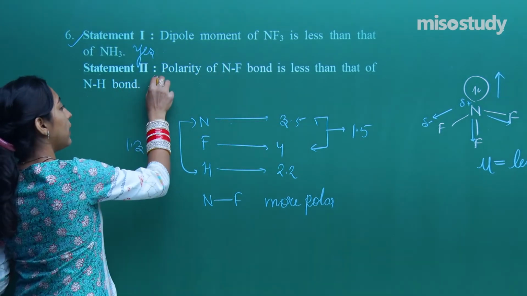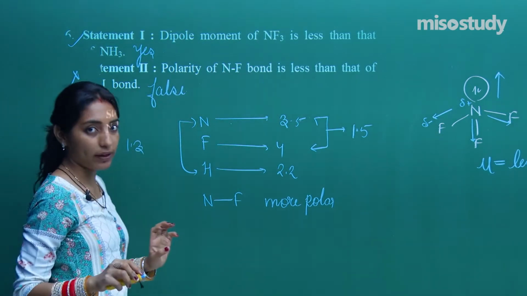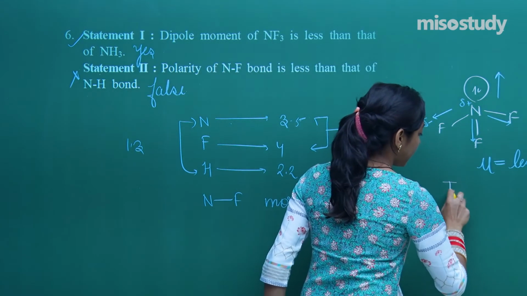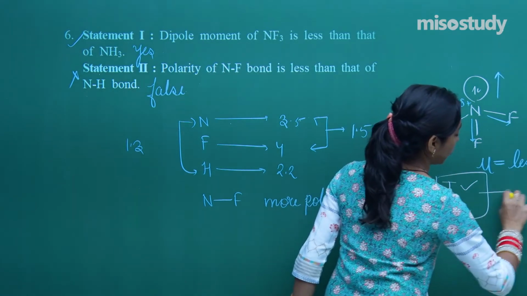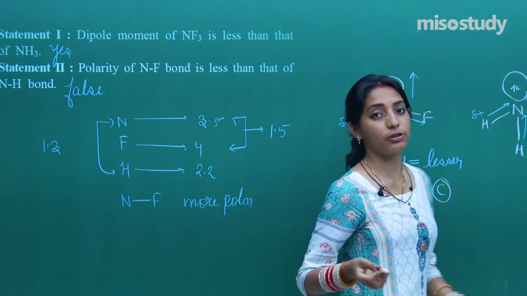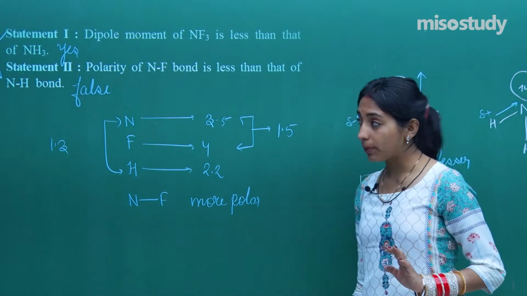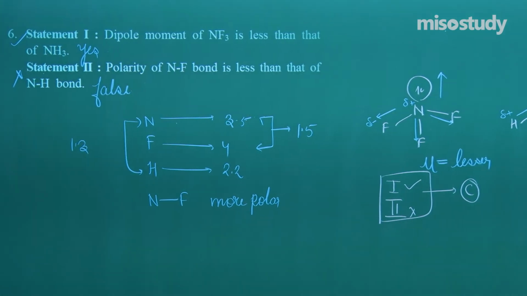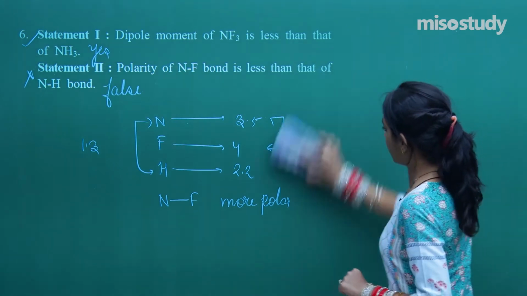So it's totally a false statement. Okay. So now we get that the first statement is true and the second statement is false, which will give us option number C for this particular question. So this was our question number 6. Now, having done with this question, we need to move on to our next question, which is question number 7.